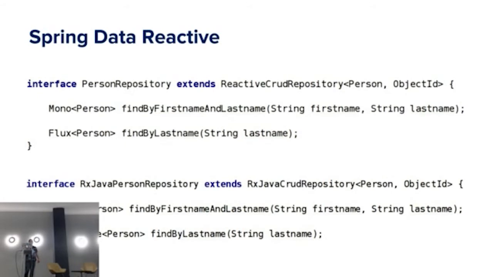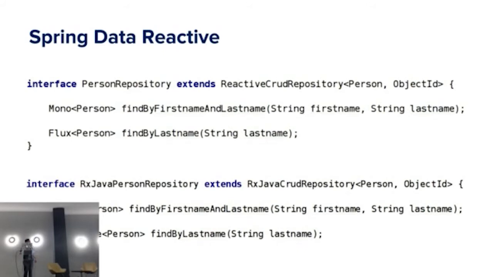So with Spring Data projects, we have a bunch of Spring Data projects. Who's using Spring Data today? Great. So we have a few projects in there that have reactive support today. They're not GA yet, but we have Mongo, we have Redis, I believe Cassandra, there's a few others.